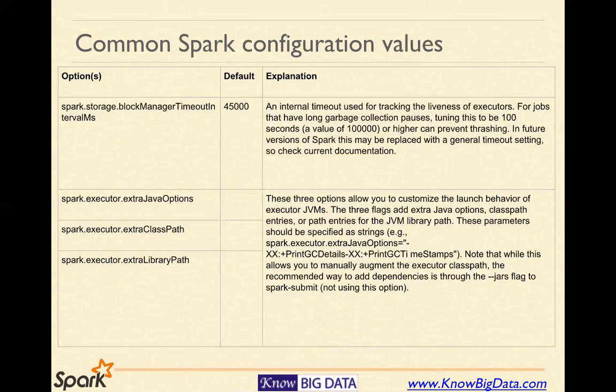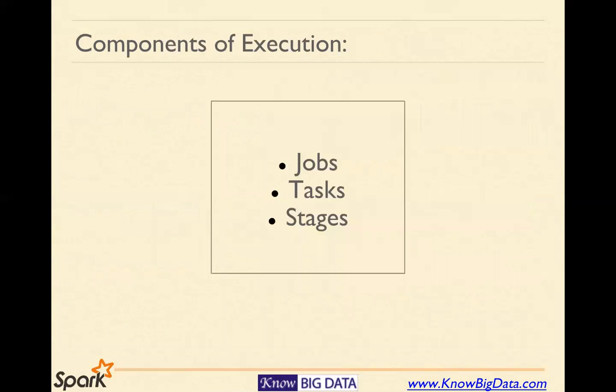Then, how much time is okay for you to keep the executors alive? In how much time do you assume that the executor is dead? And in case your program needs some more Java options, you can pass them there. If you have an extra class path, you can pass it here. And if you have an extra library path, then you can pass it there.